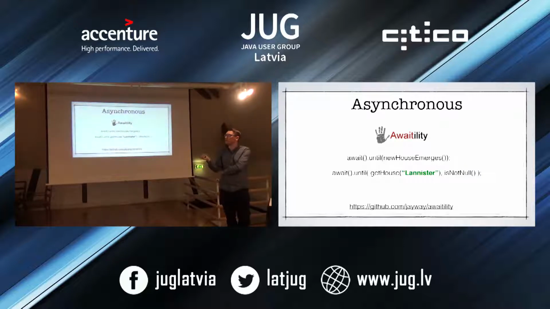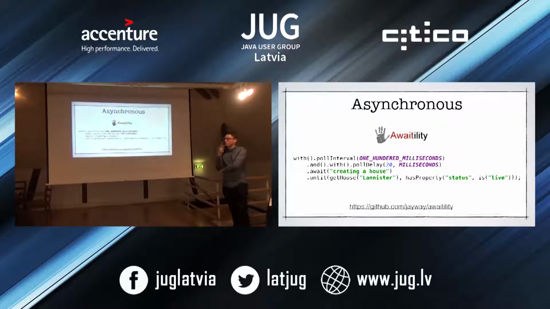There is a utility library from the same guys who did REST Assured. And what do they do? You can say await until and give a predicate. How long would you like to wait? For example, here you can wait until Lannister is moved. And getHouse Lannister is actually an HTTP method call to some kind of URL. And you can configure it further. You can say what kind of interval you would like. You can say what the delay is. For example, you would like to wait 20 milliseconds before something happens. Yeah?